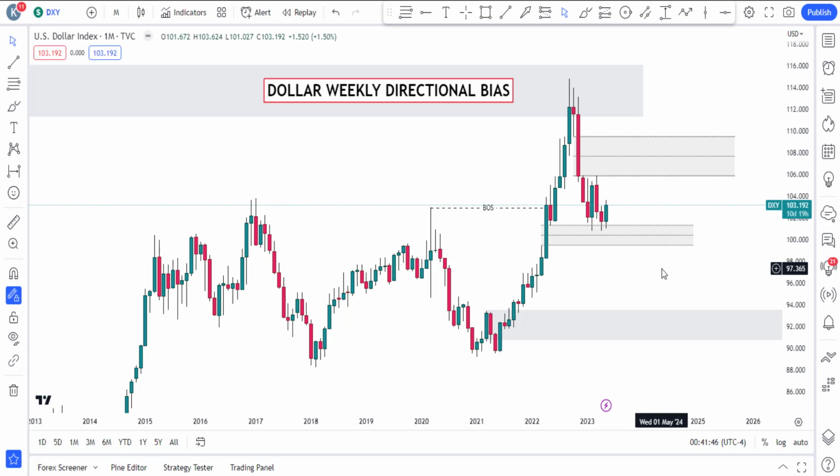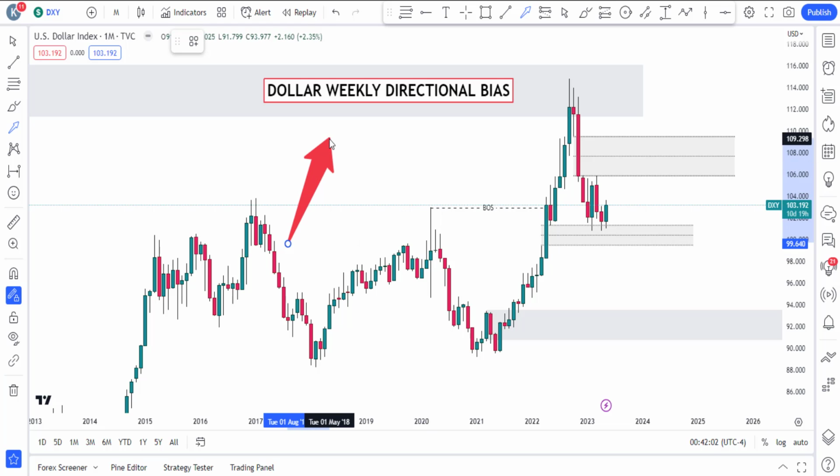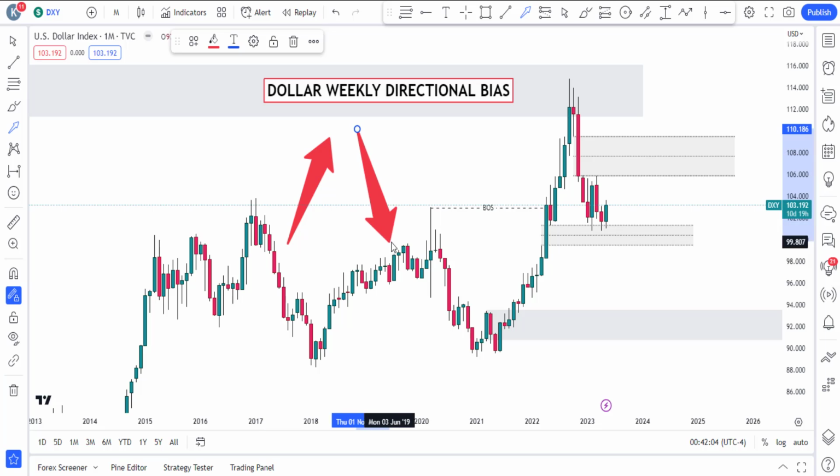Here in this video we're going to quickly do a top-down analysis on the dollar index to determine the weekly directional bias of the dollar. This is important because the dollar is the benchmark asset for all foreign currencies and other indices. Now what we do is that if we find out that the dollar is having a bullish week, then we expect foreign currencies to have a bearish week.